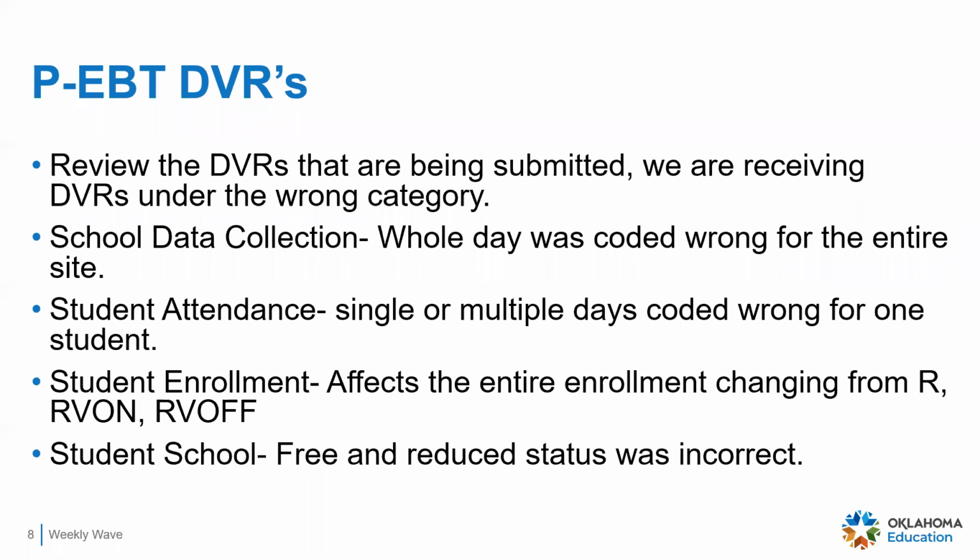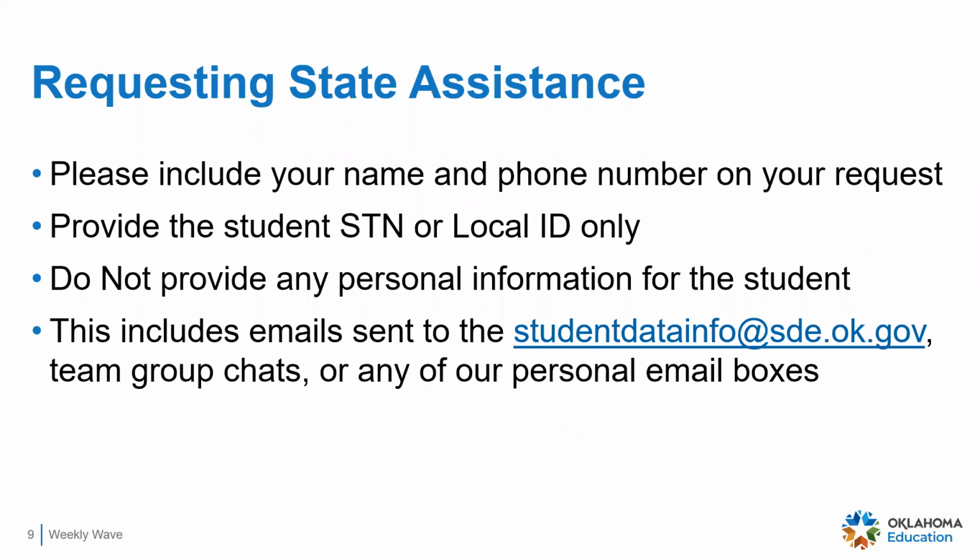Our next slide is a repeat slide that we have each time. When you're requesting state assistance, make sure you're not including any personal information for the student, and that you provide your phone number and name on the request so we can get back to you. We just need the state testing number and your local ID to access the student. We don't need their name or address or anything else. That applies anytime you're reaching out via our student data info mailbox, any of the group team chats, or our personal email boxes. I can't reiterate enough, that's all we need to access a student.